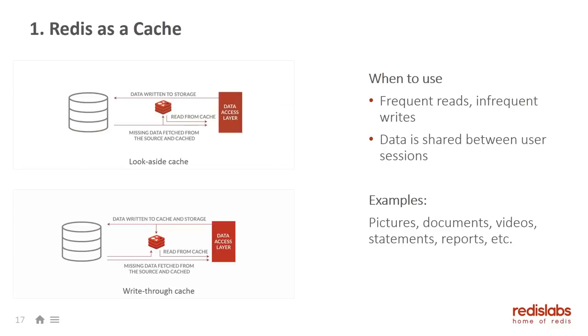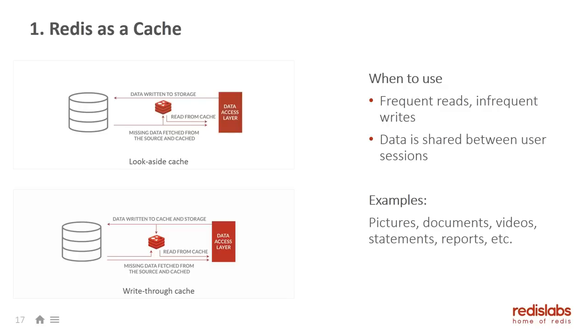Okay. Now, Redis as a cache. I'm sure everybody knows here when cache is used. It's a tiered memory model. When you have more reads than writes on the same data, you use caching. Now, as you may see on the screen, there are two popular types of cache. One is look-aside cache, and the other one is write-through cache.